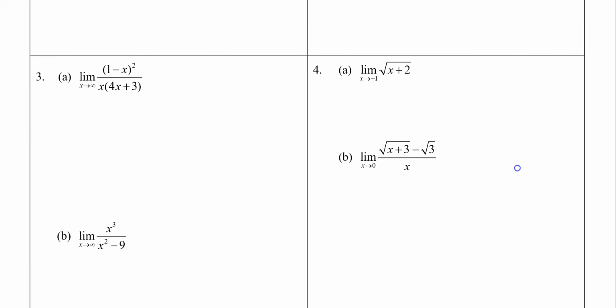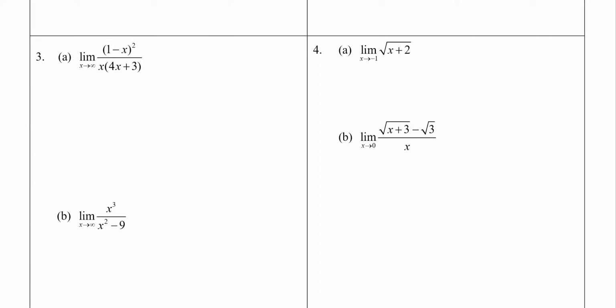Number 3, once again I'm finding the limit as x goes to infinity. We've got a little bit of work to do here. The top part, the numerator, I don't need to expand it all out, but I know that that's going to turn into essentially, my highest power is going to be like a positive x squared, because it's going to be negative x times negative x, and the denominator is going to be 4x squared. Now obviously there's more to it.